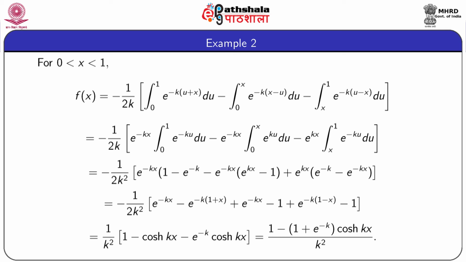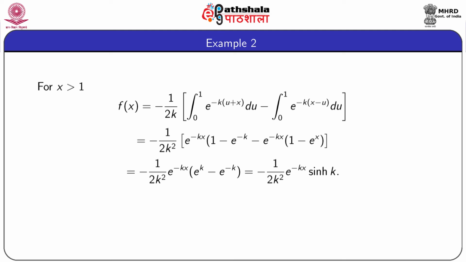This can be simplified and manipulated to get finally f(x) equal to 1 by k square [1 minus cosh(kx) minus e to the power minus k cosh(kx)], which is simplified again to obtain f(x) as equal to [1 minus (1 plus e to the power minus k) cosh(kx)] by k square, and that gives the solution for the given differential equation when x is between 0 and 1.